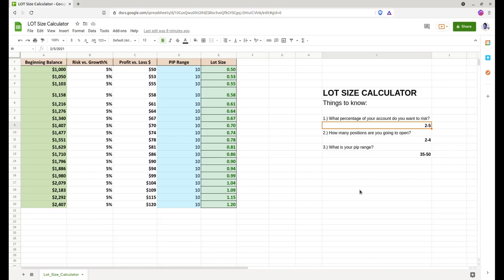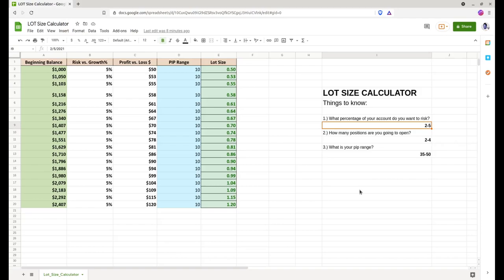Now, that leads us to the second item. The second item says, how many positions are you going to open? The answer right there says 2 to 4 positions. But I want you to ignore that answer. It should be 1 to 2 positions, maximum 2 positions open, especially if you're just starting off. And even to take it further, I really don't care if you have up to 10 or 20 or 30 positions open.